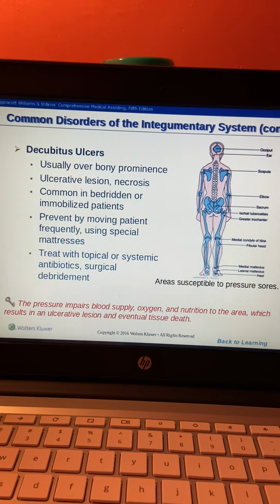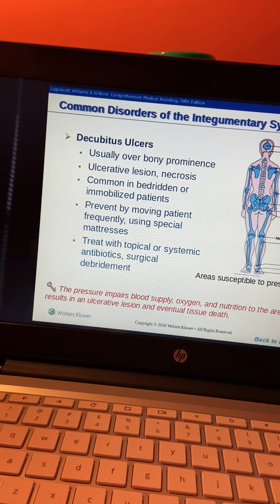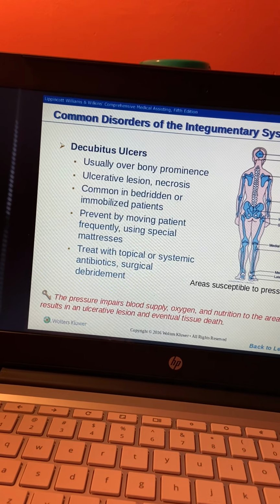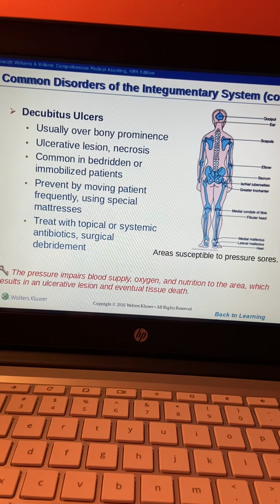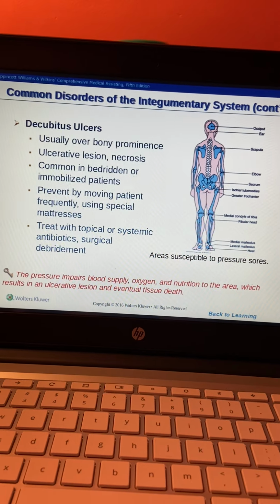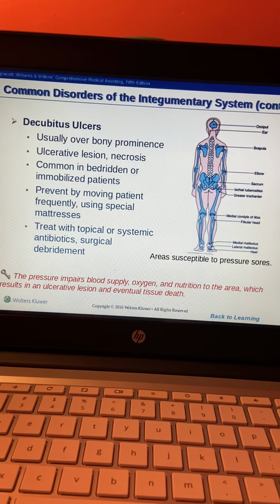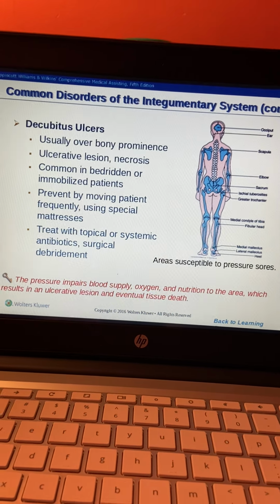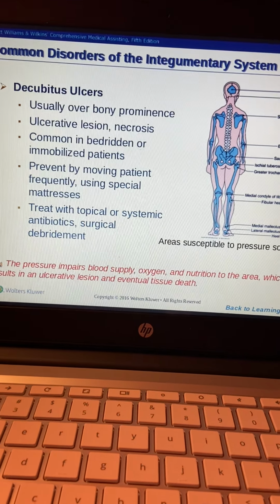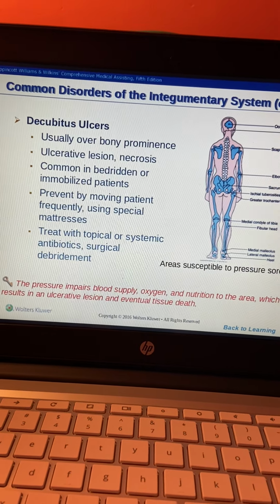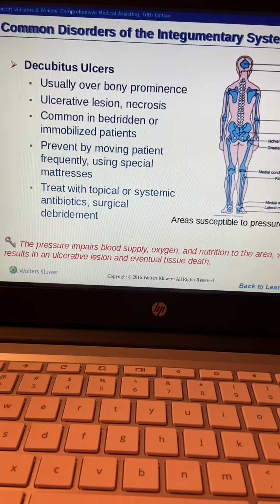Decubitus ulcers. Decubitus ulcers are also known or called pressure sores and are caused by prolonged pressure to an area of the body, usually over a bony prominence. The pressure impairs blood supply, oxygen, and nutrition to that area, which results in an ulcerative lesion and eventual tissue death. So your bedridden patients or your patients who are immobile, this is common in those patients. So you want to prevent pressure sores or decubitus ulcers by moving your patients frequently or using special mattresses.